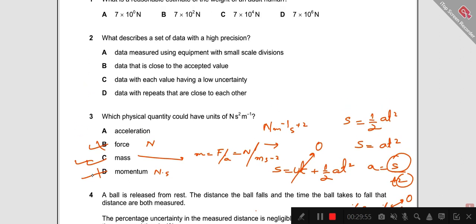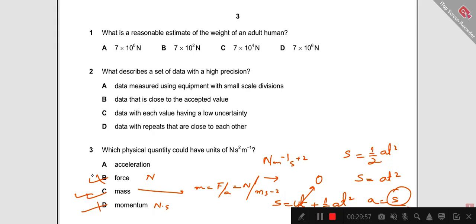What describes a set of data with a high precision? We have seen that data would be accurate when it is closer to the original value, the expected value, and it is said to be precise when the data is closer to each other, right? Data measured using equipment with a small scale division, or data that is close to the accepted value, that would have been accuracy. Data with each value having a low uncertainty, or data with repeats that are close to each other, that is precise data.